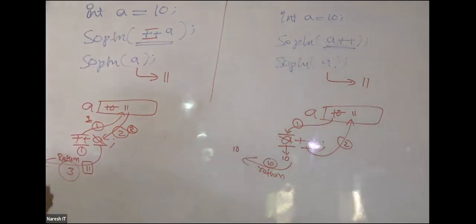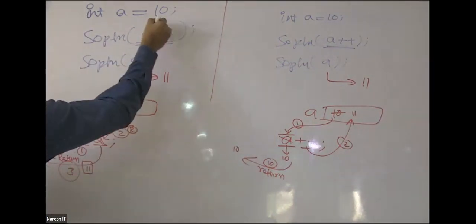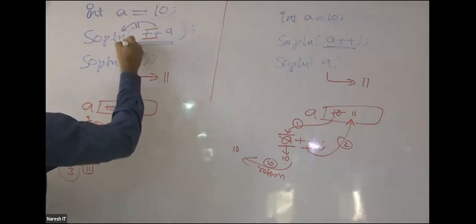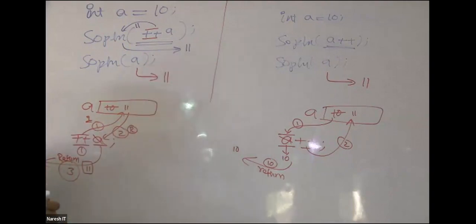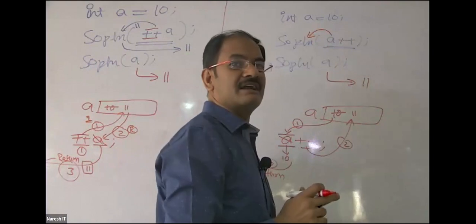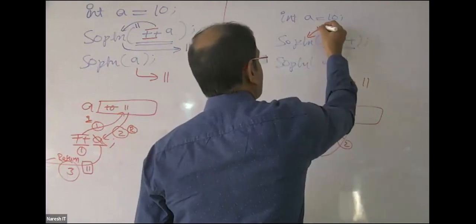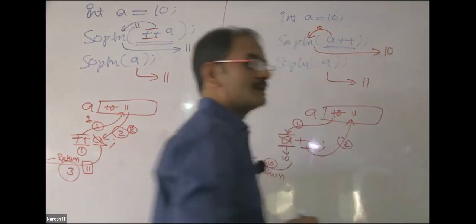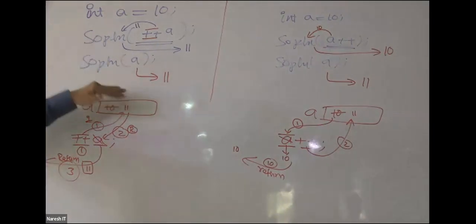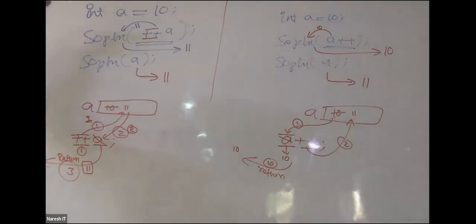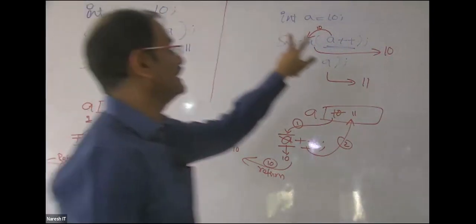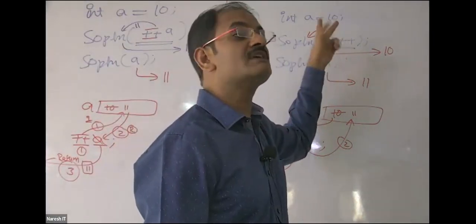Tell me now, ++a means increase and then return. Increase and return. What is the value? 11. So what output will we get here? 11. Understand? Tell me, here a++ means what? Increase and return, or return the original value? Return the original value. So what output do we get? 10. So tell me, where do the increment and decrement operators differ? In the current execution line, ++a is executed with the increased value, and a++ is executed with the original value.